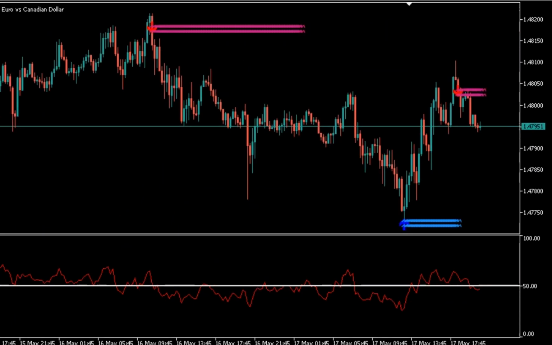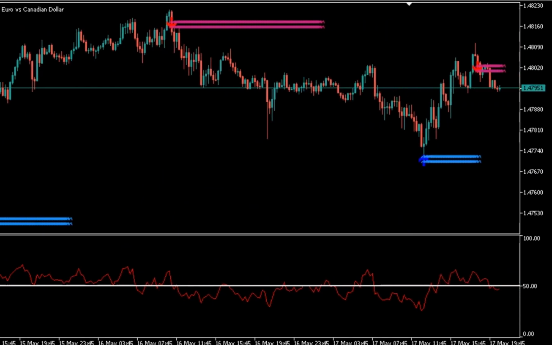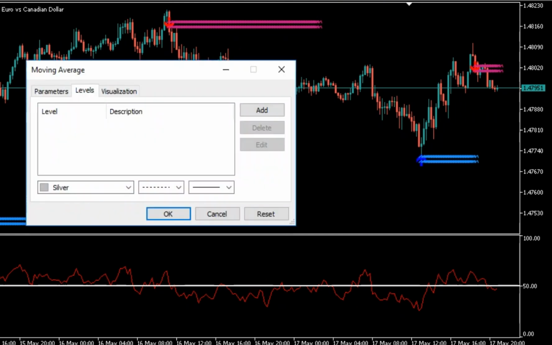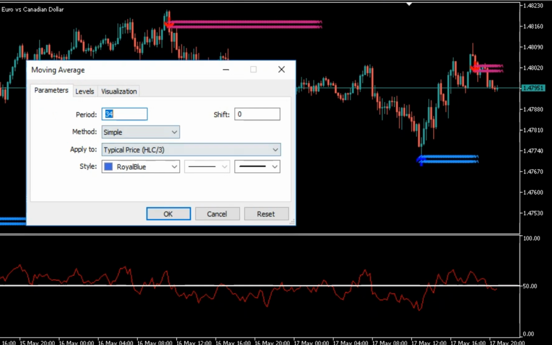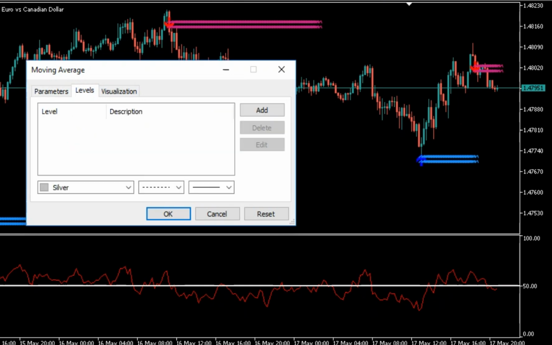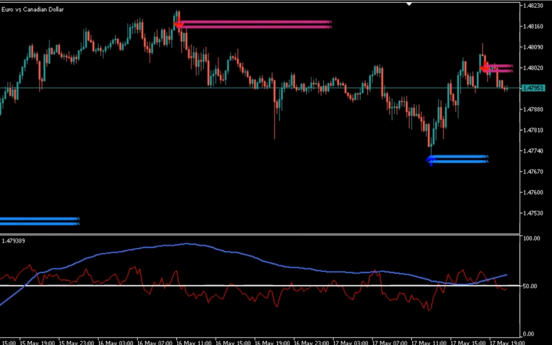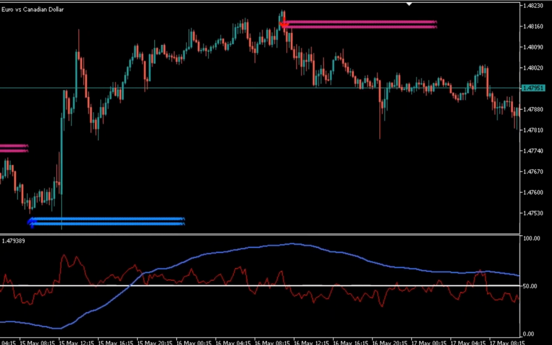So guys, finally we are going to add one more indicator, which is the 34 simple moving average. We add it to the second chart window. So let's do that. We add our moving average, change the parameters to 34, the method to simple, the style to blue, and we shall not add any levels, then press OK. So this is how our charts will be looking after adding all indicators. Very clean, very simple and easy to understand.